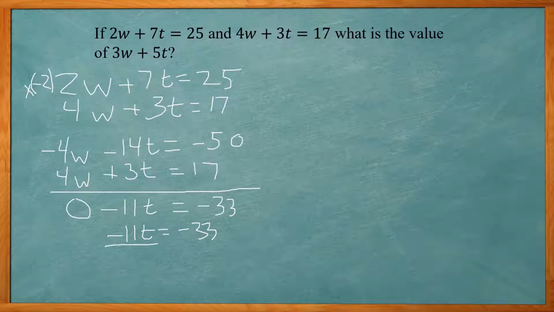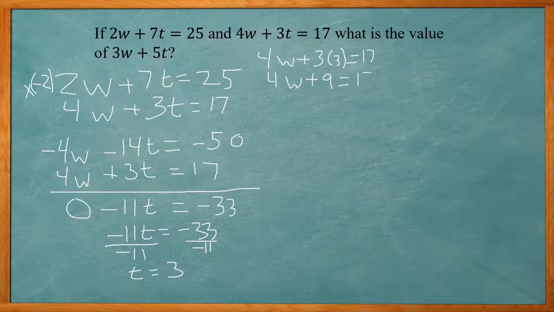Then I would divide both sides by negative 11, and t would equal 3. Then I would take one of those equations and plug in t equals 3. So that would be 4w plus 3 times 3 equals 17. So 4w plus 9 equals 17. Subtract 9 from both sides, and that gives me 8. Then from there, to get w by itself, divide both sides by 4.